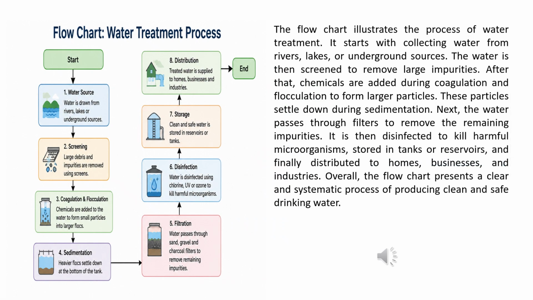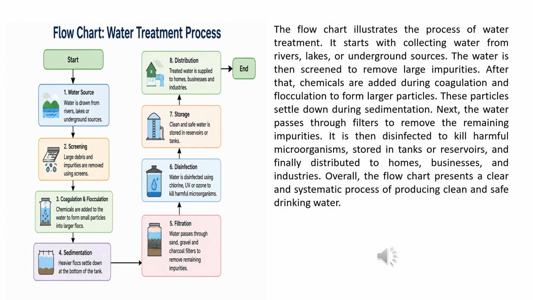The flowchart illustrates the process of water treatment. It starts with collecting water from rivers, lakes, or underground sources. The water is then screened to remove large impurities. After that, chemicals are added during coagulation and flocculation to form larger particles. These particles settle down during sedimentation.